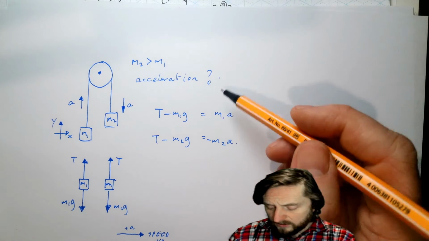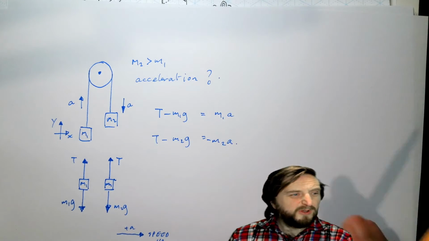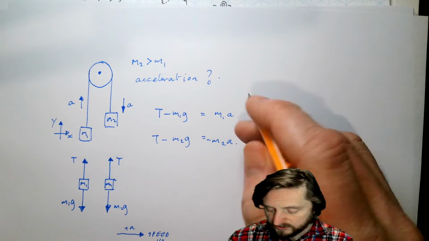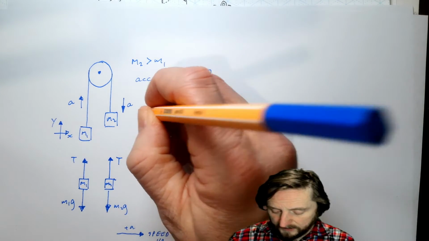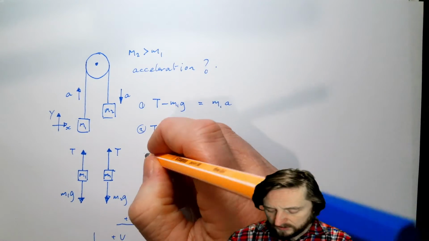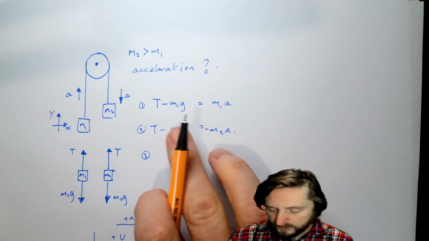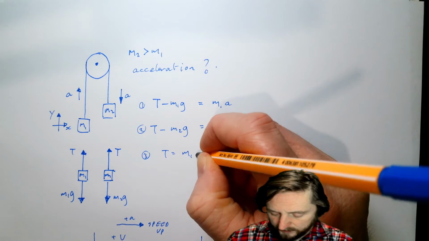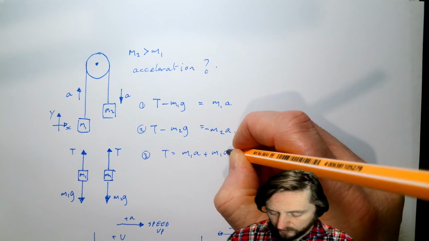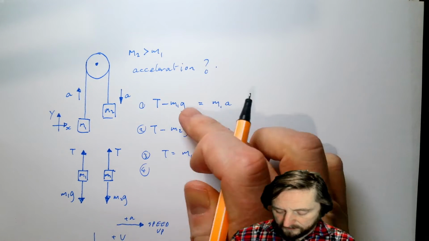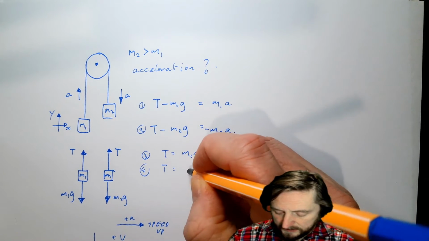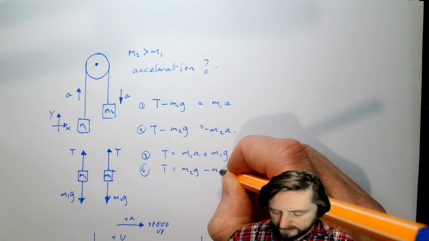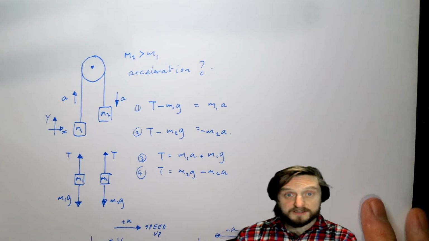So how do we do that? Well, we can basically solve both of these for T. We don't know what T is, but we can eliminate it between the two equations. So let's rearrange. We'll call that equation 1, that equation 2. So equation 3 is from equation 1. I'm going to rearrange this. T is m1a plus m1g, and rearranging the other one, T is m2g minus m2a. Notice the difference in sign is still in there.